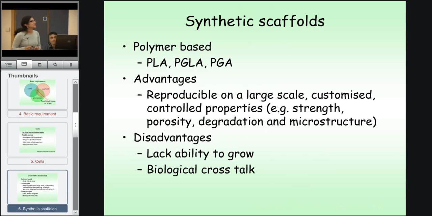If we look at synthetic scaffolds, the majority of synthetic scaffolds have a common polymer backbone, and they're known as either PLA, PLGA, or PGA, a polyglycolic backbone. The advantages in using a synthetic scaffold is that they're reproducible on a large scale. They're very cheap to make. You can customize them. You can control just about any single element of that scaffold, whether it's its strength, its porosity, its degradation rate, and its microstructure.